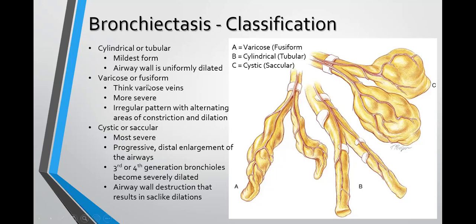Then we have varicose or fusiform. Varicose, also known as fusiform, right? Think of thick varicose veins, right? The most severe case of bronchiectasis would be varicose. That's A. See that? That's A. That's varicose. Look how that looks.